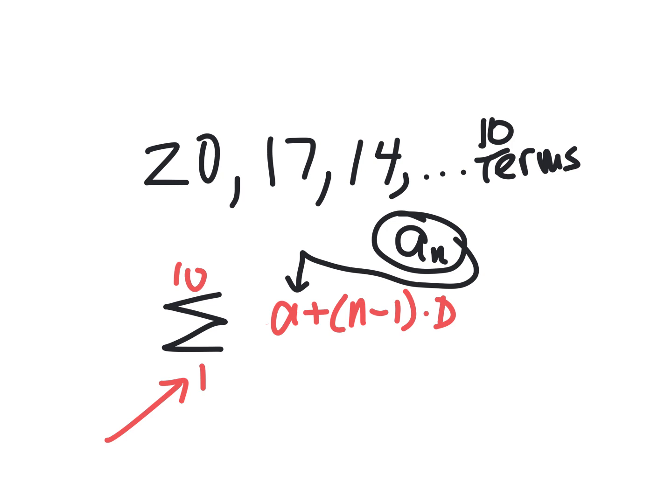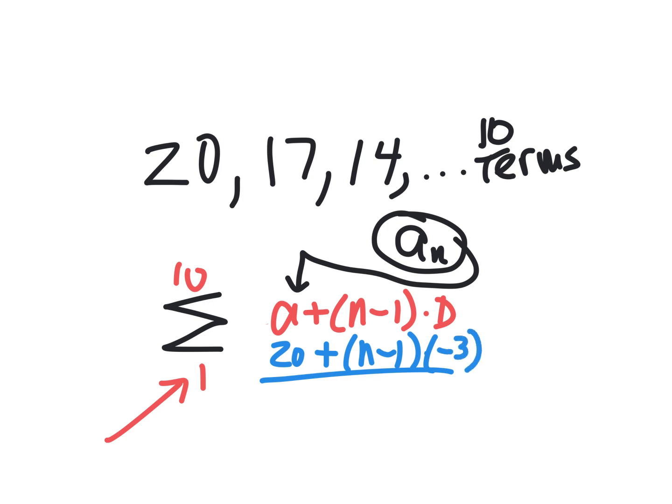So 20 for a. 20 plus, actually leave it as n minus 1, because we needed a variable in there. If there's no variable here, you're doing it wrong. But then I can put in the d. What's the d? -3. Yep.